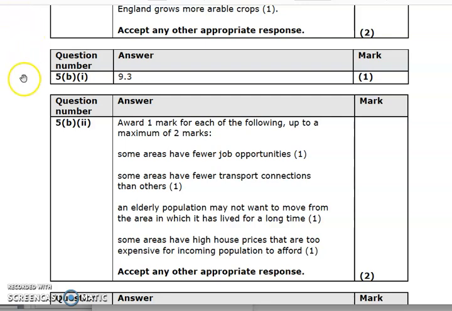The answers for those two then. So the population of London in 2021, if growth was the same, would be 9.3 million. But please make sure that you do write the million in your answer.